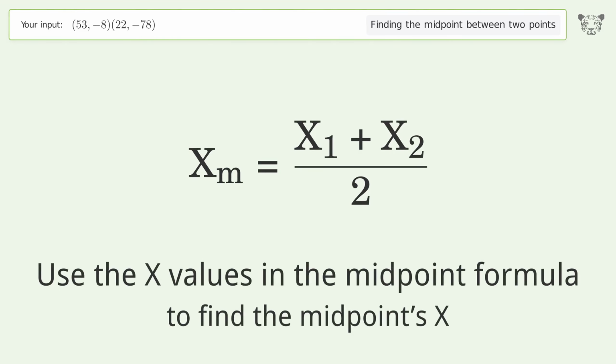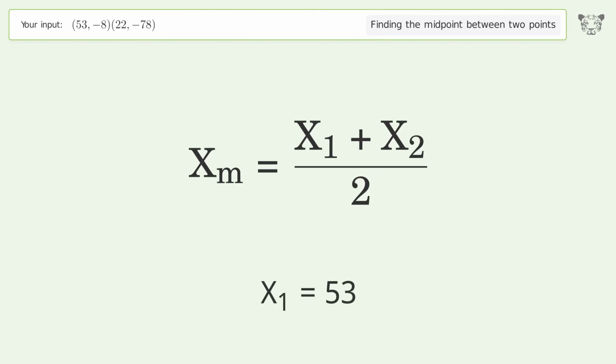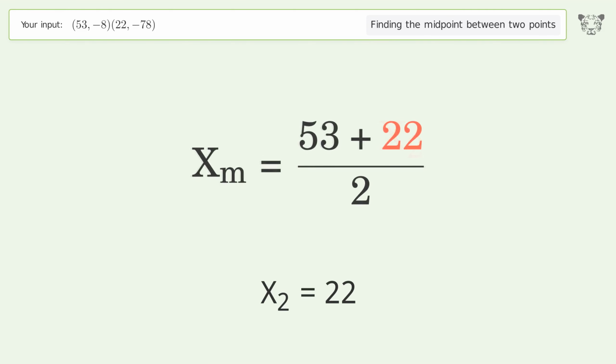Use the x values in the midpoint formula to find the midpoint's x. x1 equals 53. x2 equals 22. Simplify the arithmetic.